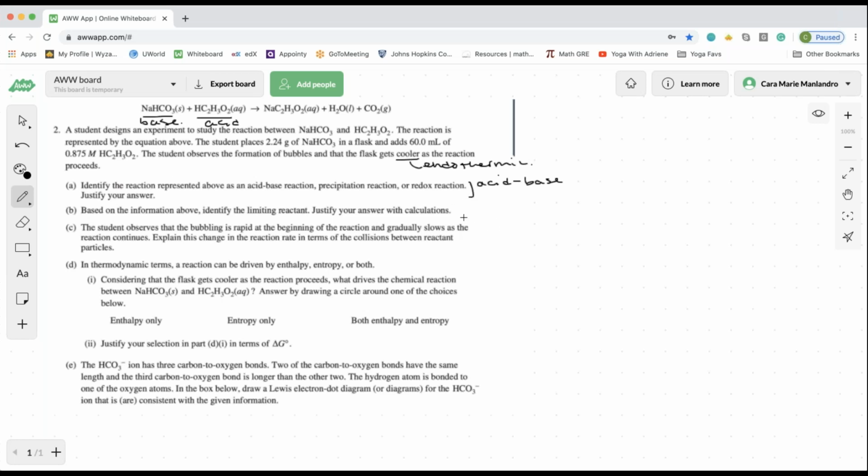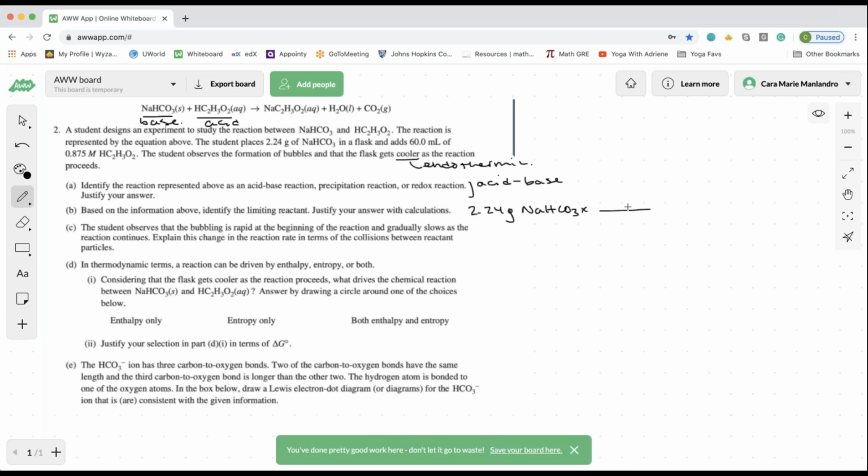All right, based on the info, identify the limiting reagent. All right, so we have to set up two sets of stoichiometry here. So I'm going to start with my 2.24 grams of sodium bicarb. I'm going to convert to moles. So 84 grams in 1 mole. That's using the periodic table.